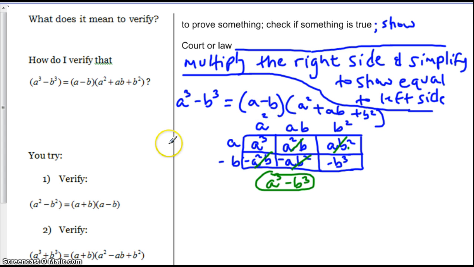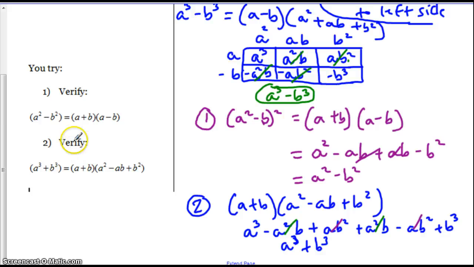Go ahead and pause the video and try to verify problem number 1 and problem number 2, and then bring it back. I have the work shown for number 1 in purple, and I just used FOIL to multiply my two binomials. You can see that the inner and the outer are the same except for their opposite signs, so they would cancel.